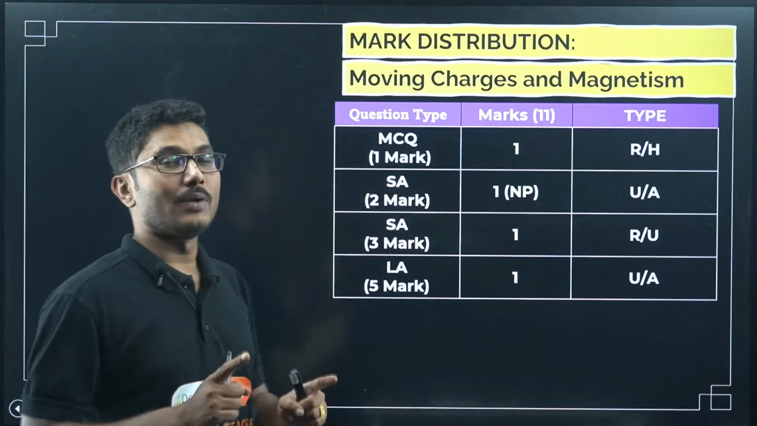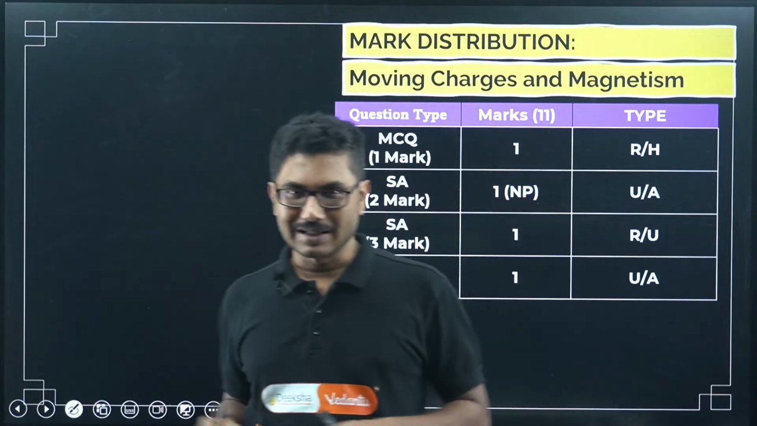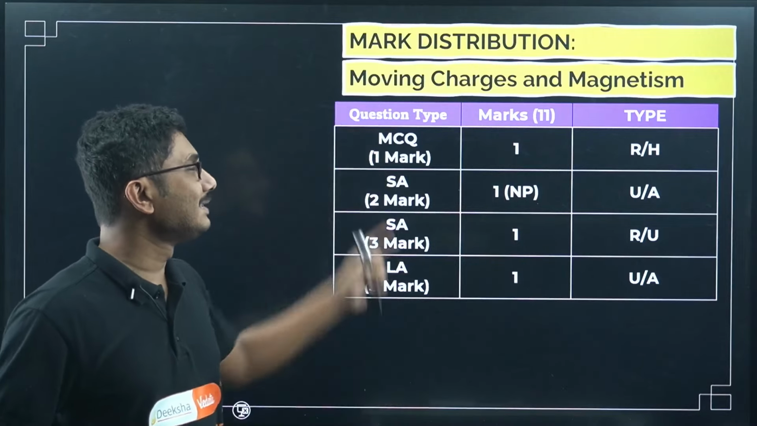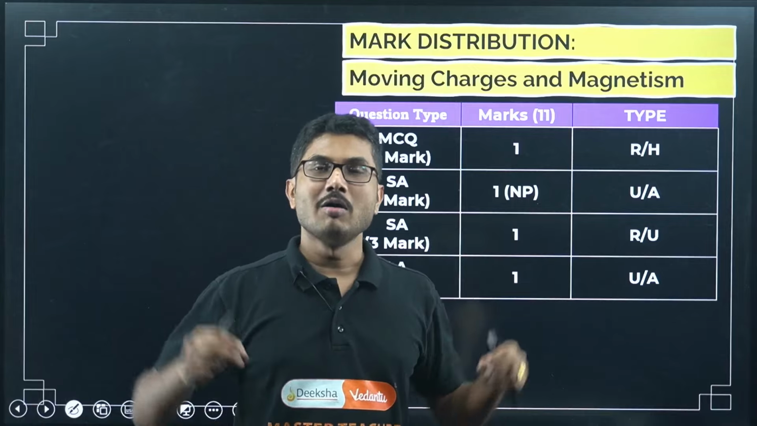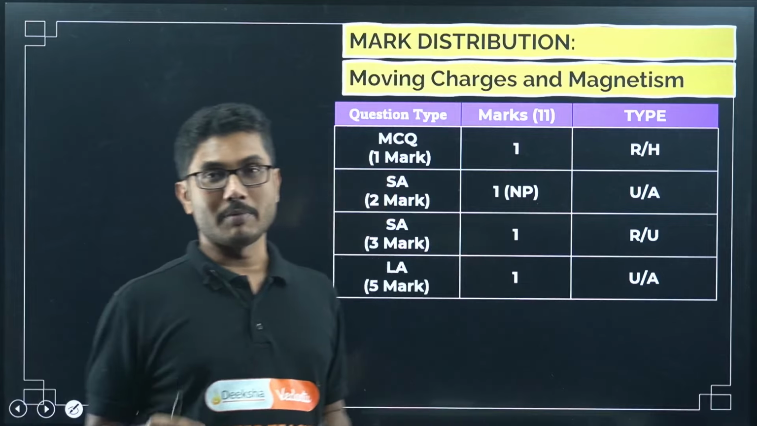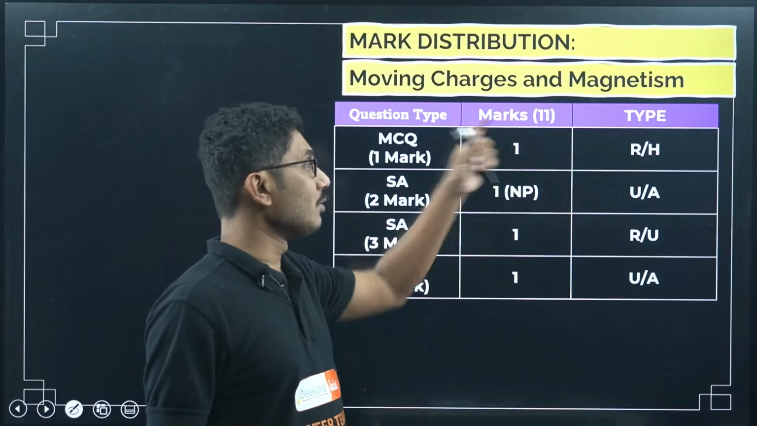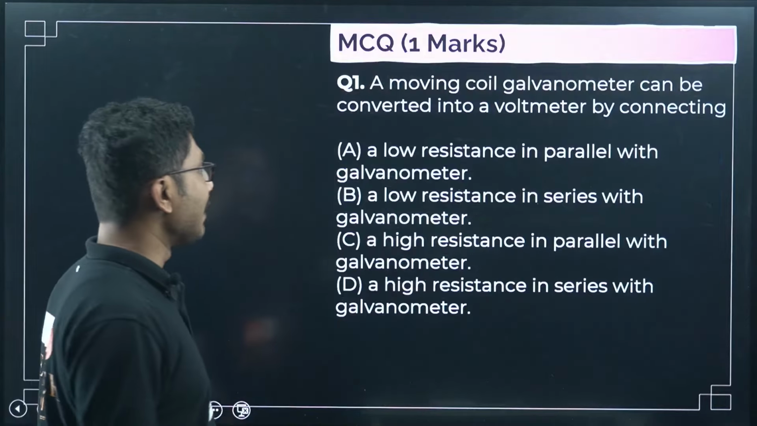They have added one new question in your model question paper. We will show what the question is and a possible solution to that as well. Otherwise this is a very scoring chapter. You don't have any long hard numerical problem coming from this chapter, so you can score good from this chapter. Total weightage of the chapter is 11 marks. Let's see the MCQ questions.